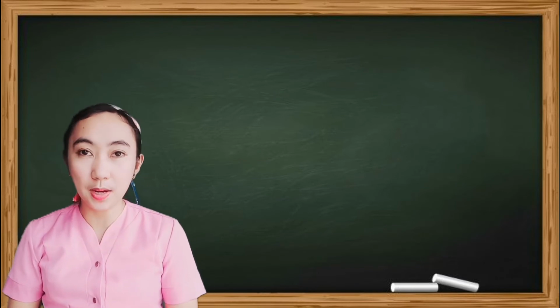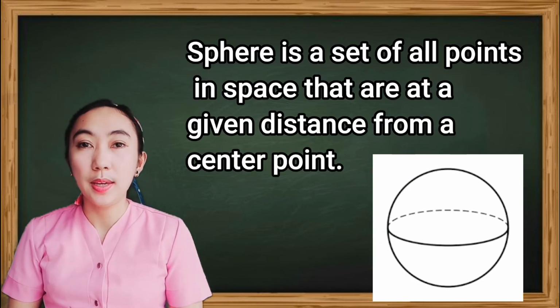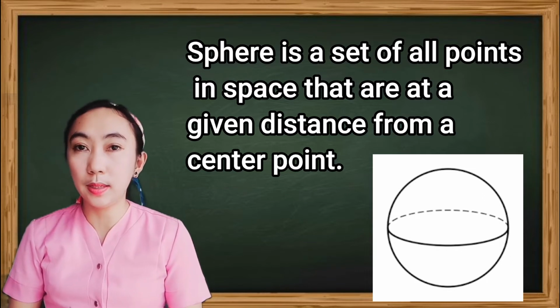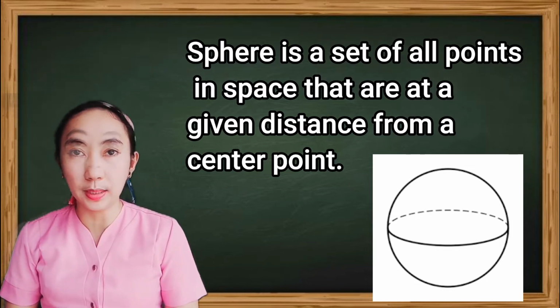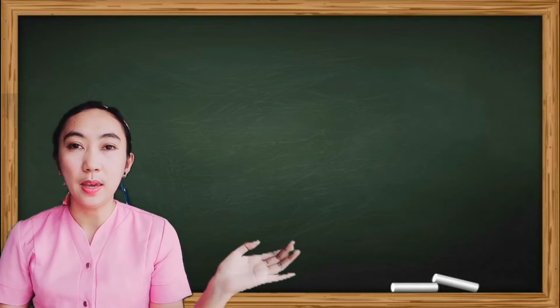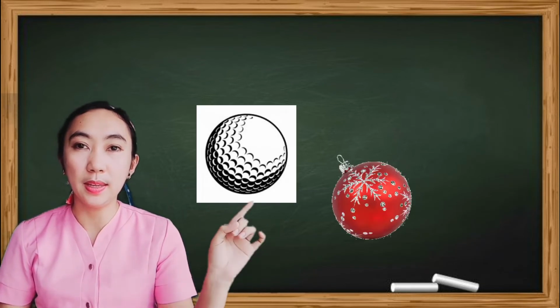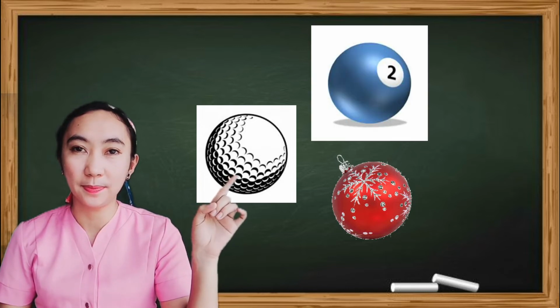Lastly is the sphere. Sphere is a set of all points in space that are at a given distance from a certain point. Following examples: a golf ball, a Christmas ball, and a billiard ball.